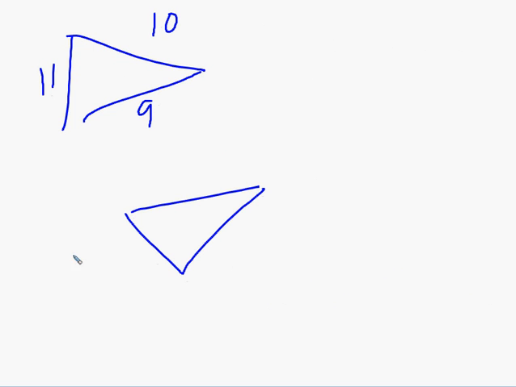So if I draw a bunch of triangles up here, I want you to tell me if they're actually possible triangles or if they are not possible triangles. Do it right in your notes.